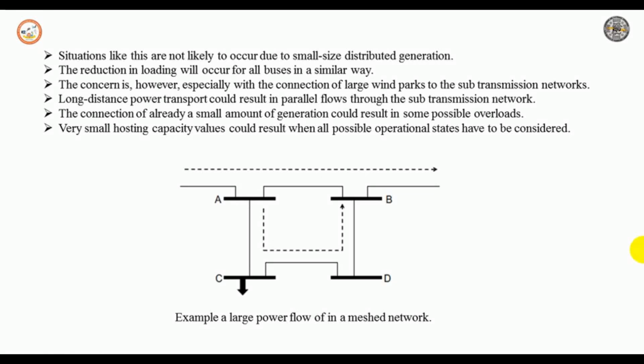But a situation like this is not likely to occur due to the small size of distributed generation. The reduction in loading will occur for all the buses in a similar way. The concern is, however, especially with the connection of larger wind parks, the subtransmission network and long distance power transfer could result in parallel power flow through the subtransmission network. The connection of a small amount of this generation could also cause this overload. So even a very small capacity value could result in all possible operation states, which have to be considered.